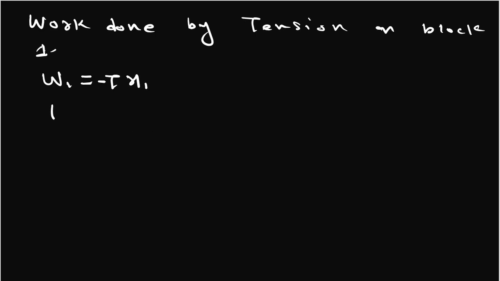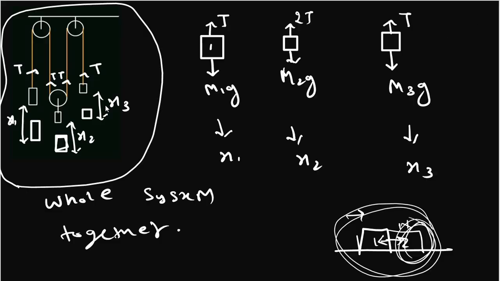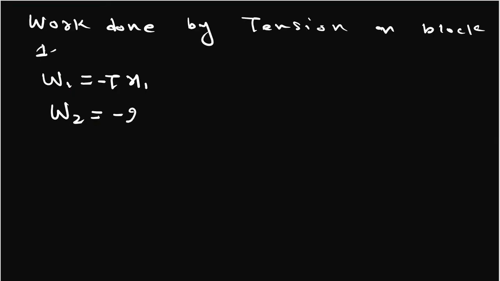Similarly, what will be the work done by tension on the second block? Tension 2T is upward and displacement x2 is downward, so we can write minus 2T x2. I hope you are all clear why we are writing negative: both are in opposite directions. And similarly, W3 will become minus T into x3.